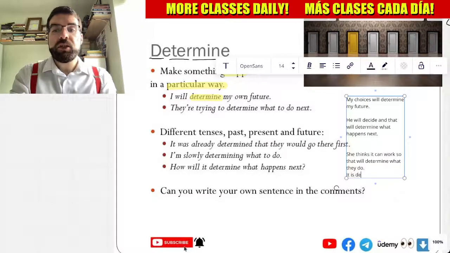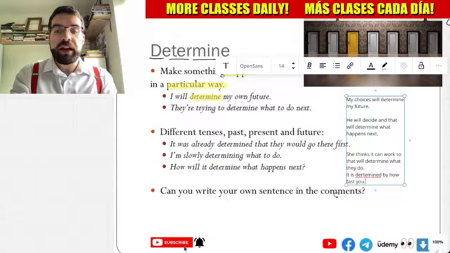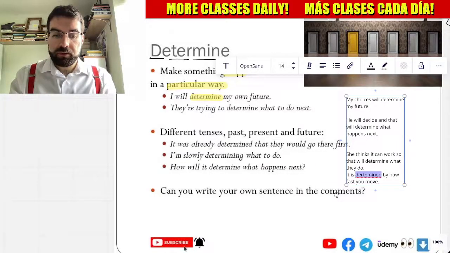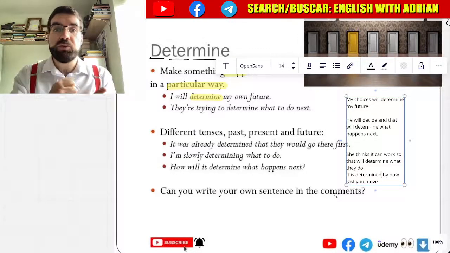It is determined by how fast you move. How fast you move. How cool is that?